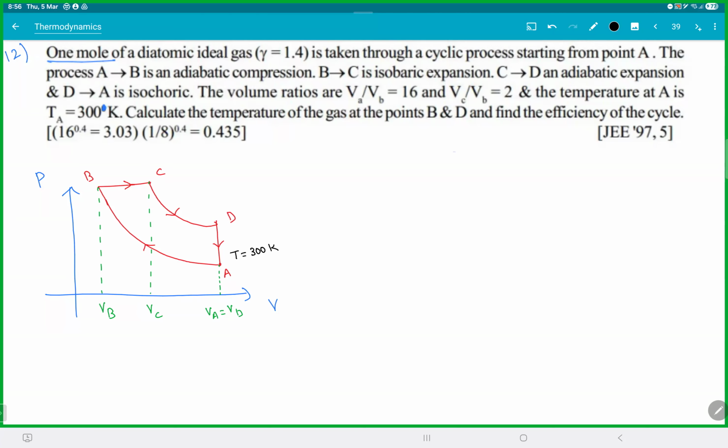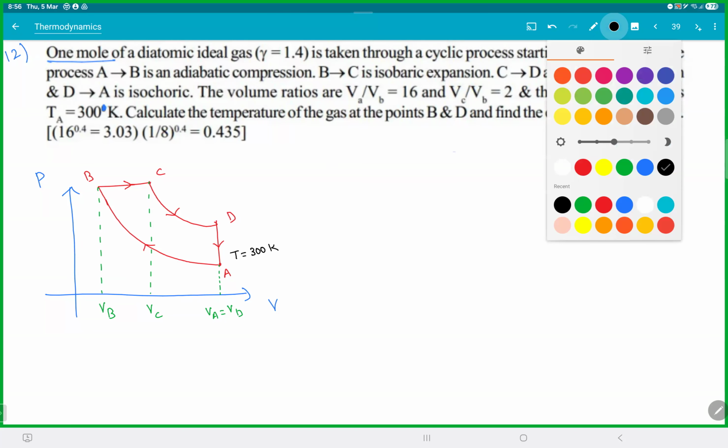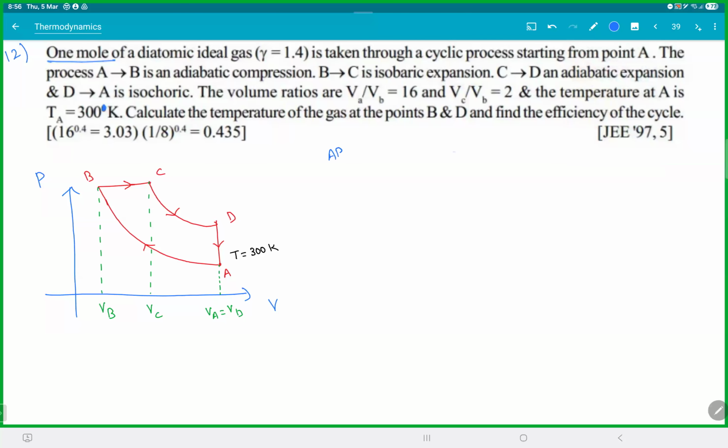So let's see. The volumes are given, and let's start from A to B. A to B is an adiabatic compression. Perfect. I know temperatures, I know volume. So it is straightforward, right? TA VA power gamma minus 1 is equal to TB VB power gamma minus 1. Temperature at A is given, 300. Then VA by VB whole power gamma minus 1, and gamma is given 1.4, so that's 0.4, is TB.